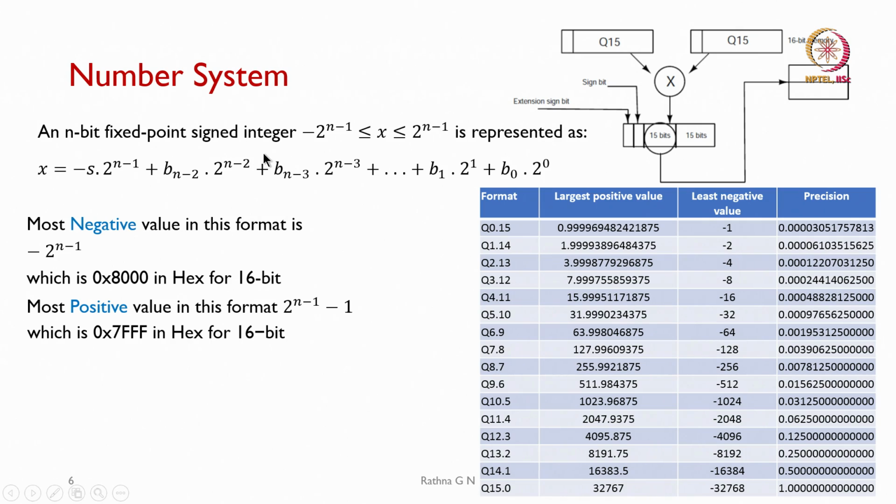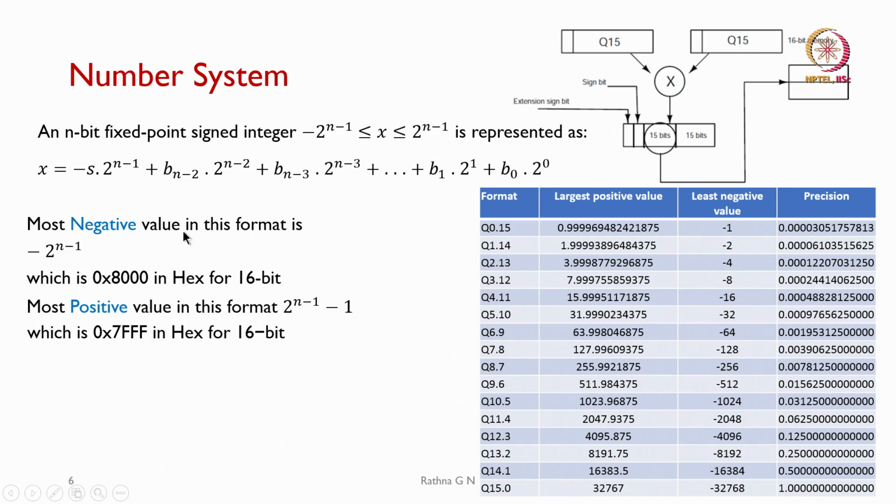So, what was the fixed point signed integer representation? We said the number can be represented between minus 2 to the power of n minus 1 to 2 to the power of n minus 1, and how is it going to be represented? We will be considering minus s times 2 to the power of n minus 1, and we are not giving any bit for the binary point representation. So, we will be considering b n minus 1 times 2 to the power of n minus 1 down to b 0 times 2 to the power 0.